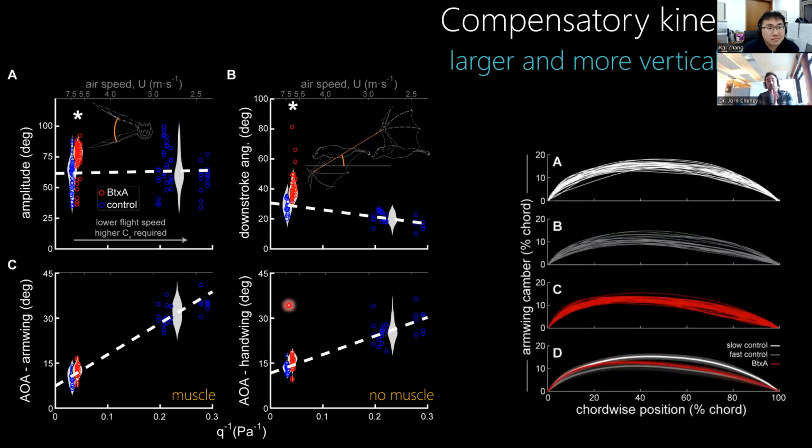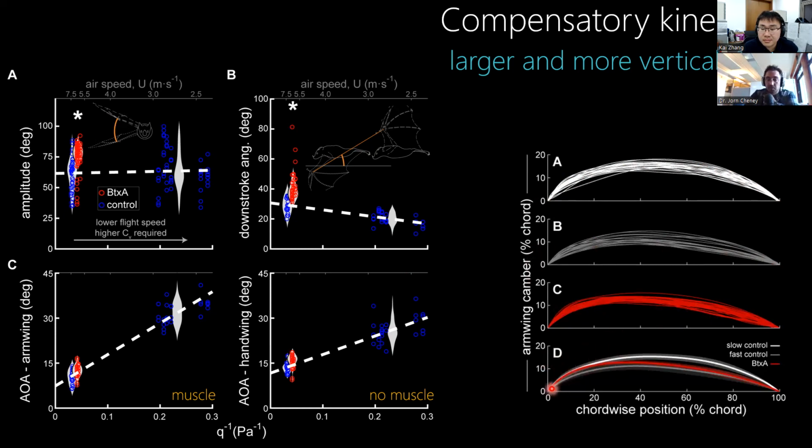So that's really it. What we have found is that these muscles do seem to increase camber or decrease camber when they're active. But beyond that, they also probably play a very important role in the actual shape that's being adopted. What I've plotted here are all of the camber profiles that we measured in the slow control flights, the fast control flights, and the Botox flights. And down here is just a summary average.